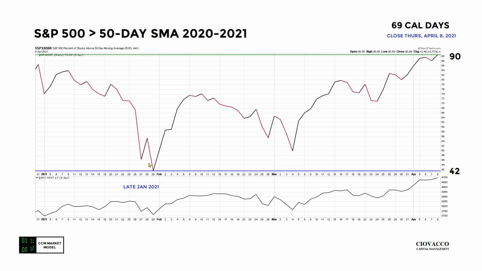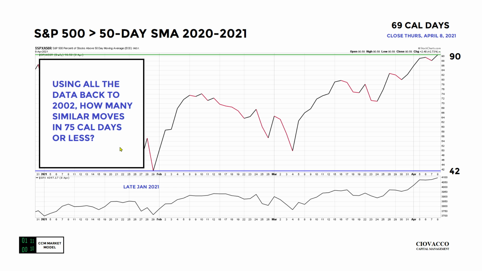The indicator was down here around 42, where my cursor is, in late January of this year. This is really a form of a mini breadth thrust here, where we get to the upper right-hand corner of the screen, and we're at 90. That move occurred in 69 calendar days. Thus, we thought it might be helpful to ask and answer, using all the data that we have going back to 2002, how many similar moves have occurred in less than 75 calendar days?